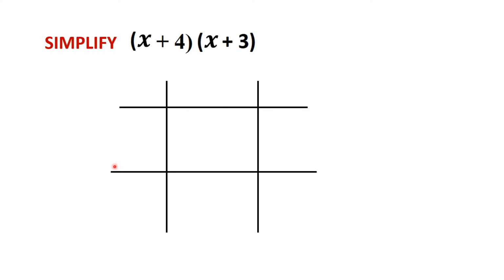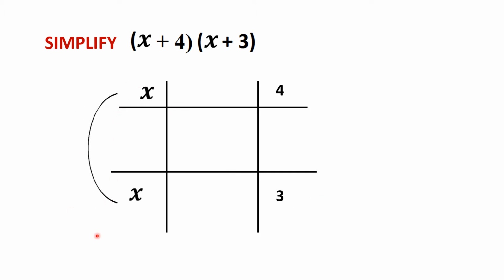Let's start. You have to draw a grid like this, as given over here. For the first one, x plus 4, write x here on the outer side, and 4 here. Now come down here, x plus 3: x here, and we'll write 3 here. Now, how do we do this?